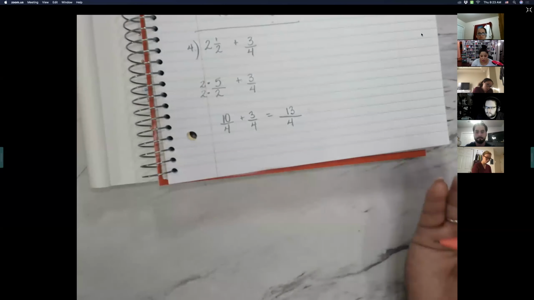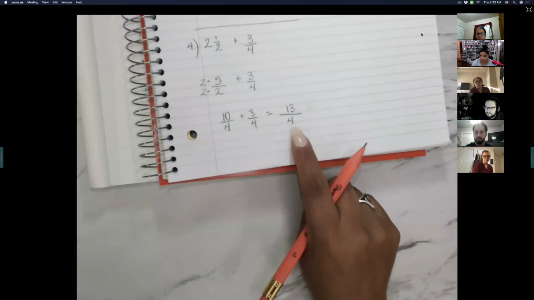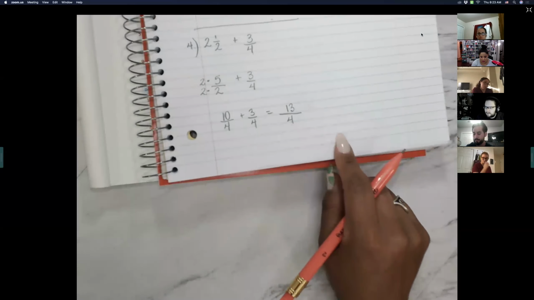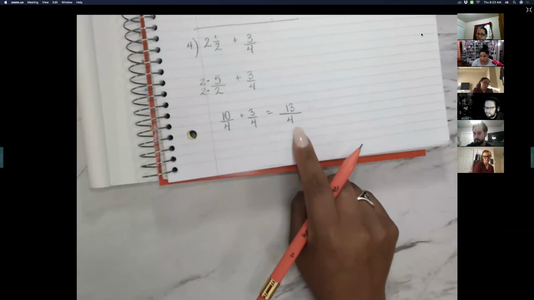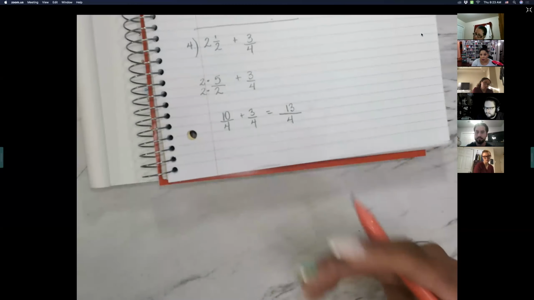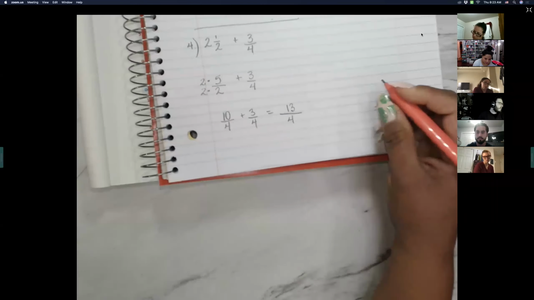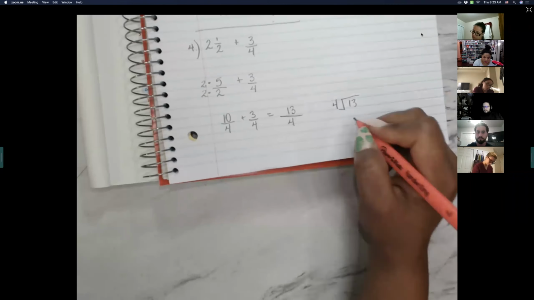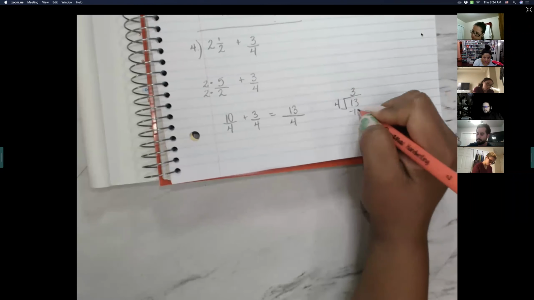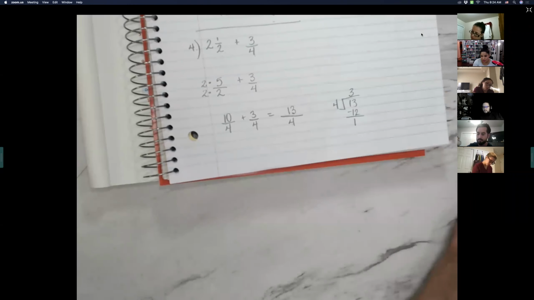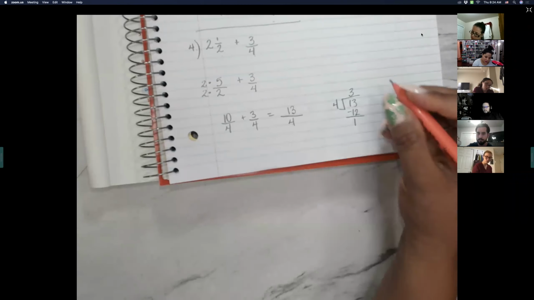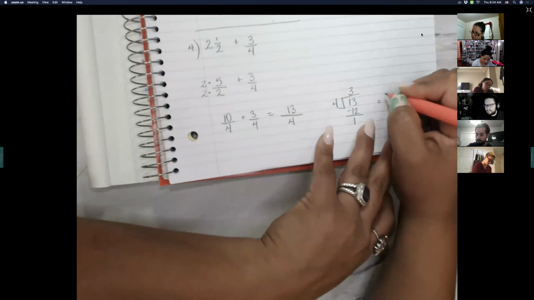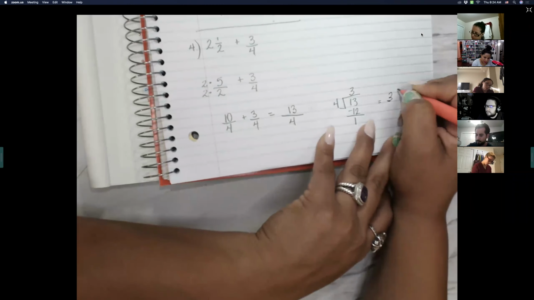I could then ask you to change this improper fraction to a mixed fraction. And I think that's what you're thinking there. So if I take this improper fraction and change it into a mixed fraction, what would that look like? That would be 13 divided by 4. That's going to be a 3. That gives me 12. I subtract and I have a remainder of 1, right? So my mixed number is going to be 3 and 1/4.